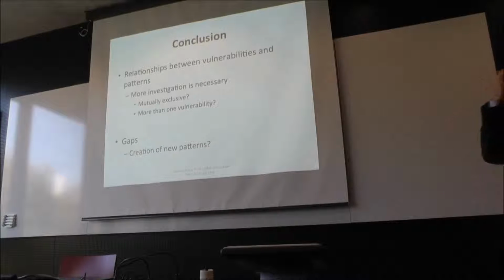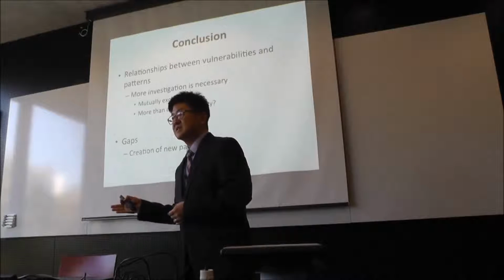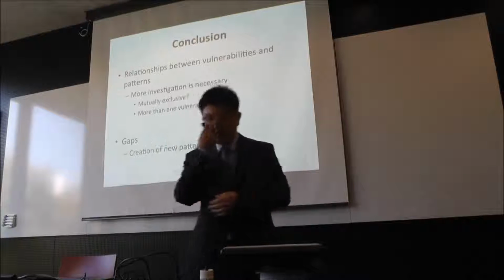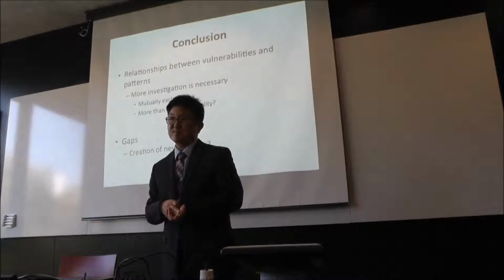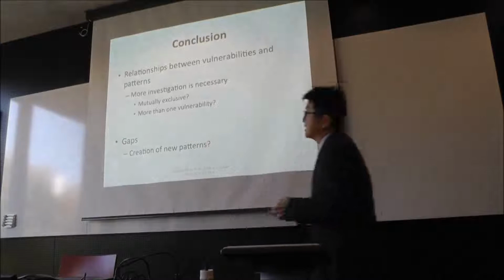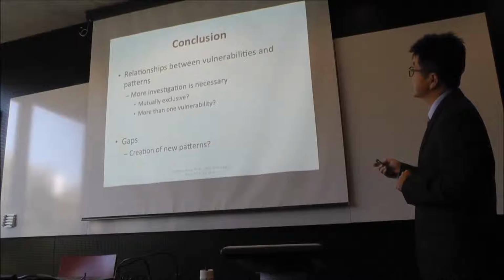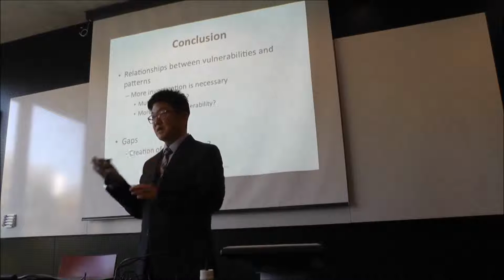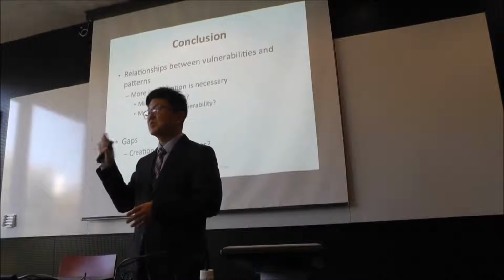So in conclusion, in this paper we looked at the vulnerabilities and also security patterns. We tried to associate the vulnerabilities with the security patterns, and in the process we were able to identify these missing security patterns. But what we haven't really explored too much is the relationships between vulnerabilities and the patterns, because right now it's almost like one-to-one. That's the way we've done it, but it's possible that some of these security patterns may be associated with multiple vulnerabilities, not just one.